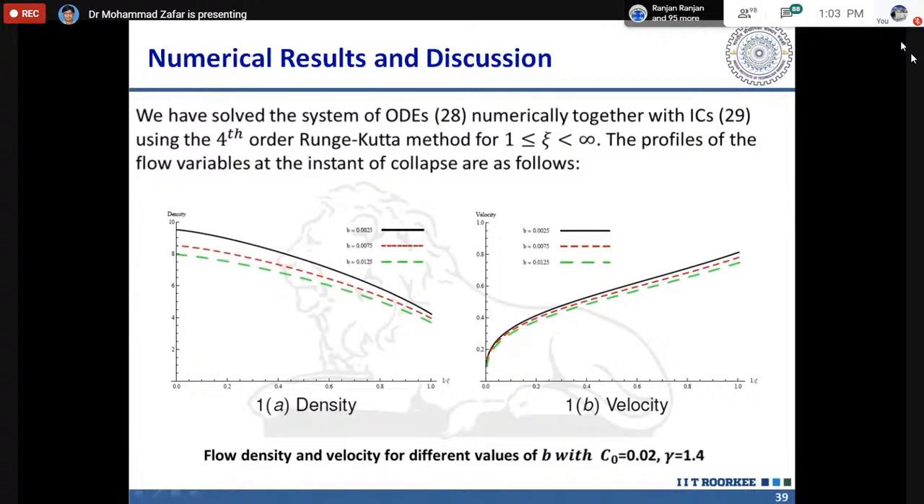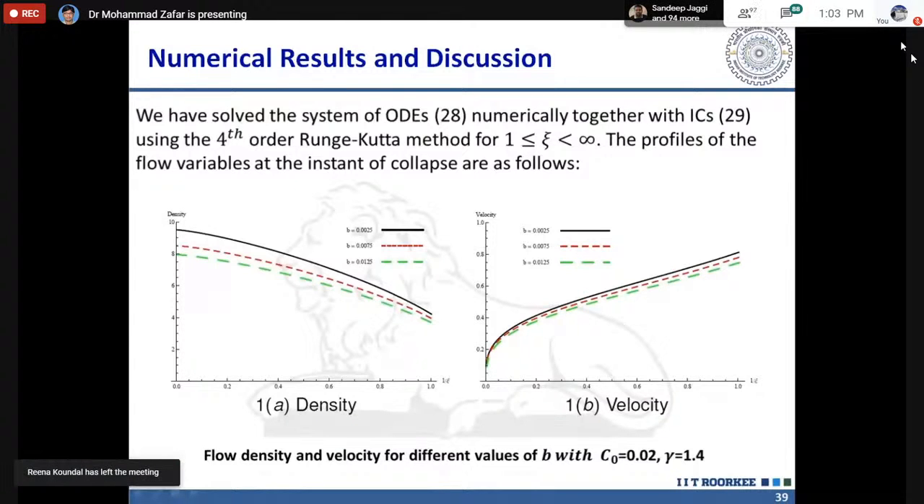In this graph, the horizontal axis is 1 by J, not J. When J is 1, the shock is at its initial position. When 1 by J is 0, at the center, J is infinity. So we are moving from right to left, not from left to right. In this way, we cover the whole range J equal to 1 to infinity. So we see the pattern of the graph from right to left.